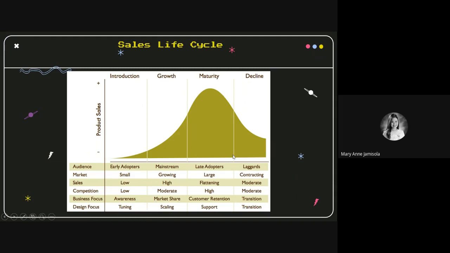At the maturity stage, the market is already large while the sales are flattening. The competition at this point is high, while our business focus is customer retention. Design focus is on the support. And then on the decline stage, the market is contracting, the sales are moderate, and the competition is also moderate. Our business focus is on the transition, same with design focus.